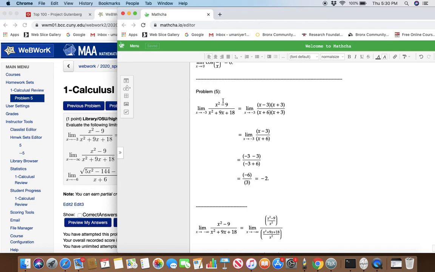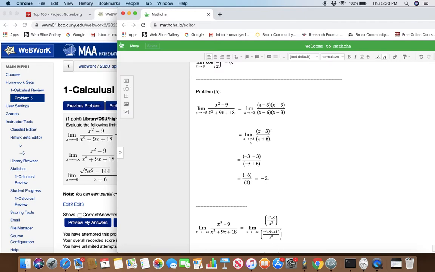Factor the numerator. This is a difference of squares: x minus 3, x plus 3. Denominator, factors of 18 which add up to 9: 6 and 3. So notice x plus 3 and x plus 3 can be cancelled away, because x is approaching negative 3, x is not yet negative 3. Okay, so I can cancel these two. I have x minus 3 over x plus 6.